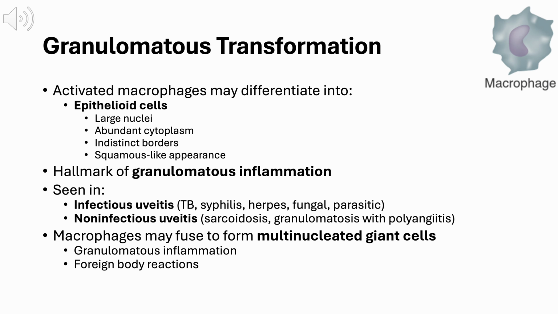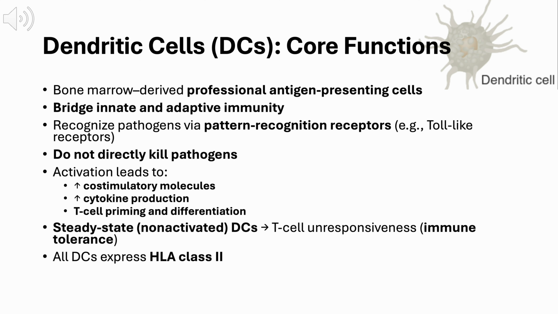In uveitis, granulomatous inflammation may occur with infections such as tuberculosis, syphilis, herpes, fungal disease, or parasitic infection. It may also occur in non-infectious conditions, including sarcoidosis and granulomatosis with polyangiitis. Macrophages can additionally fuse to form multinucleated giant cells, which are seen in both granulomatous inflammation and foreign body reactions.